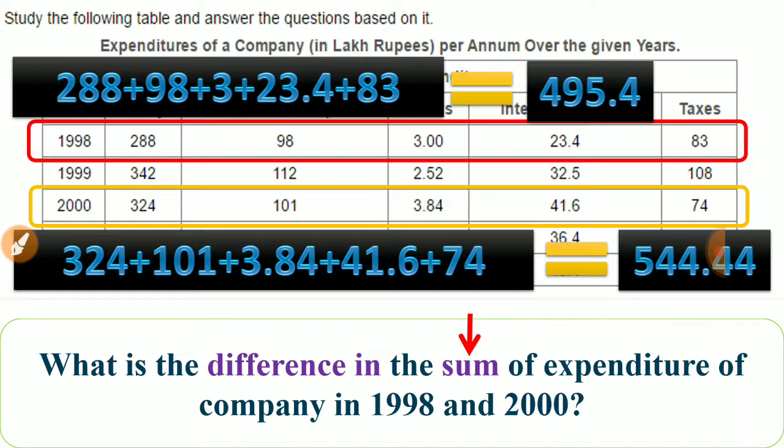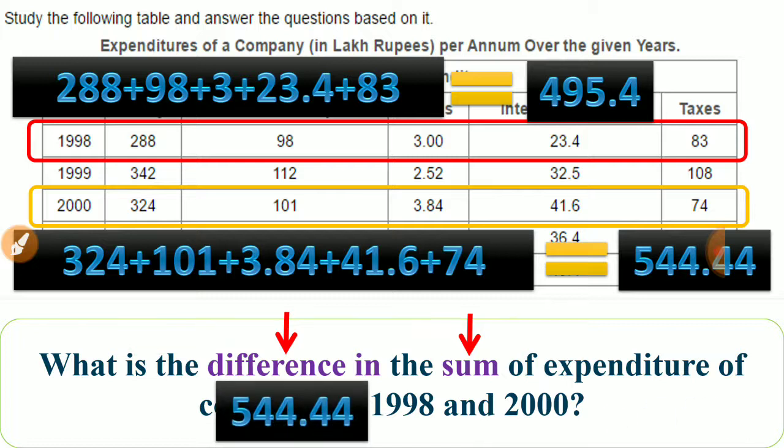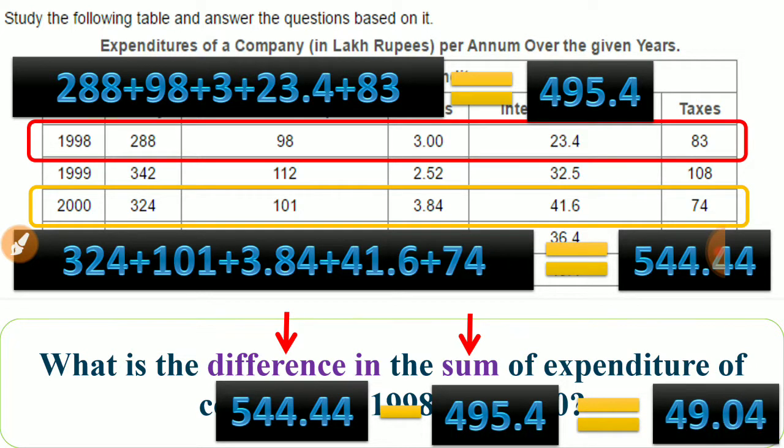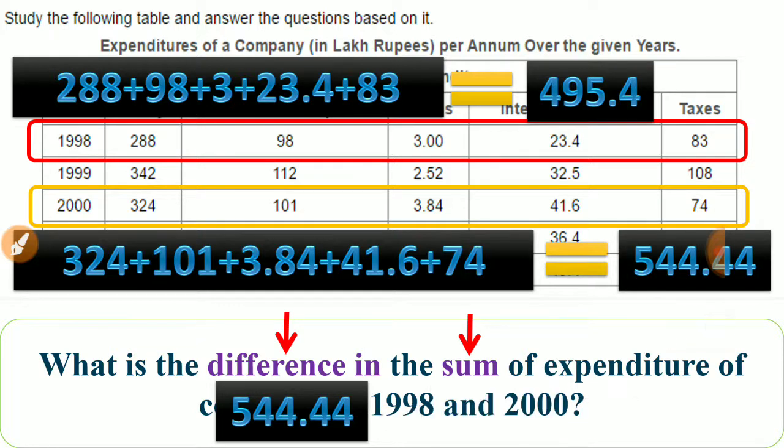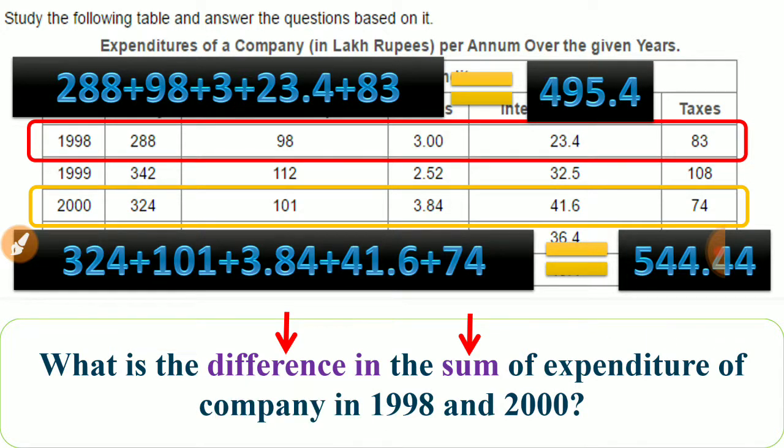So what is the question? First step is the difference in the sum of the expenditure. So we find the sum of the expenditure in 98 and also the sum of the expenditure in 2000. So now you get two numbers, 544.44 and 495.4. And the question is you have to find the difference of these two numbers. That means 544.44 minus 495.4. So your answer is 49.04. Okay, so this question is a combination of difference and sum.